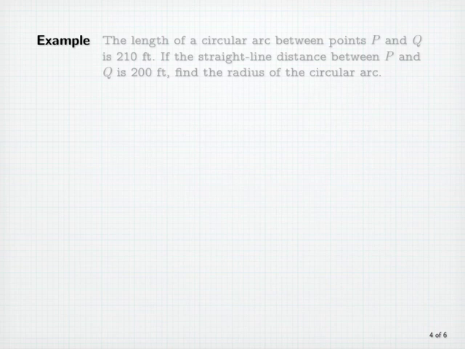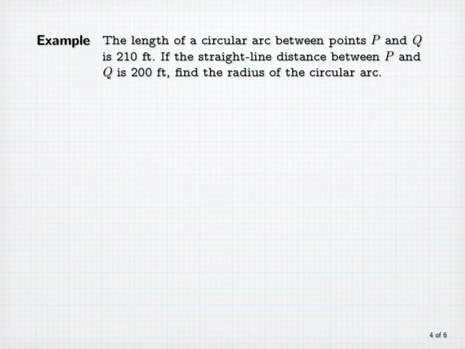Another example. The length of a circular arc between points P and Q is 210 feet. If the straight line distance between P and Q is 200 feet, find the radius of the circular arc. Let's begin with a diagram.